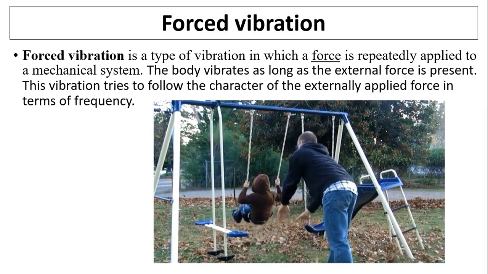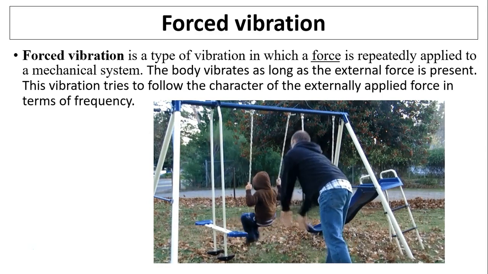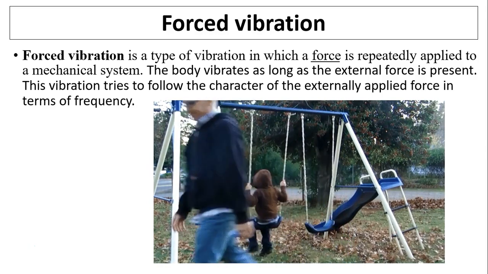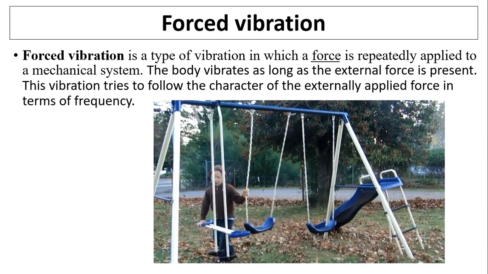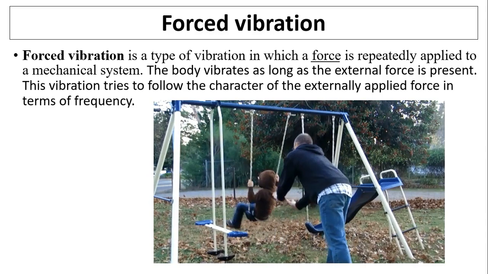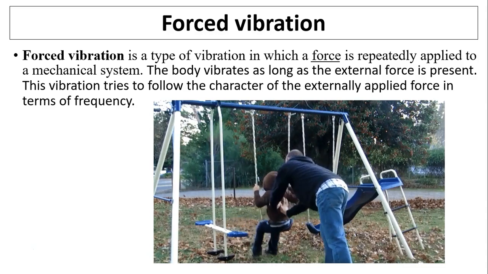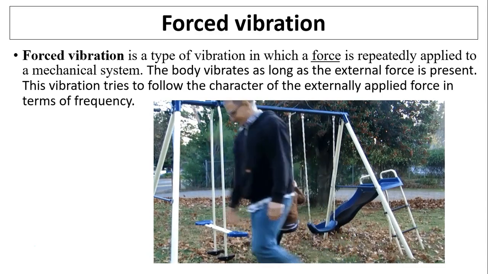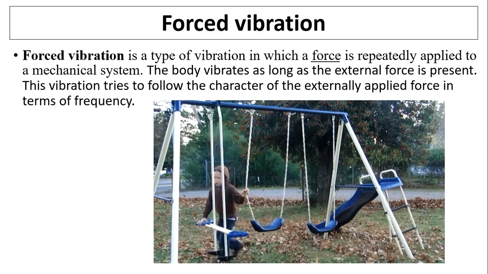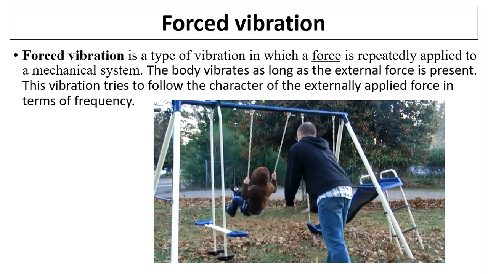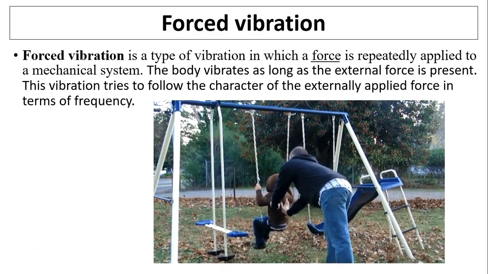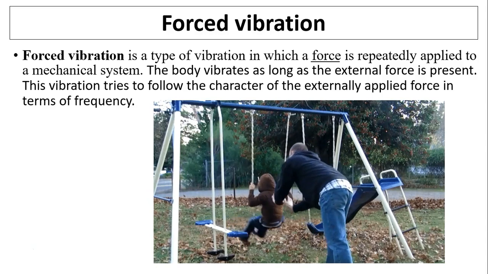Next one is forced vibration. Forced vibration is a type of vibration in which a force is repeatedly applied to a mechanical system. The body vibrates as long as the external force is present. This vibration tries to follow the character of the externally applied force in frequency. So whatever way you push, that's how the swing is going to vibrate.